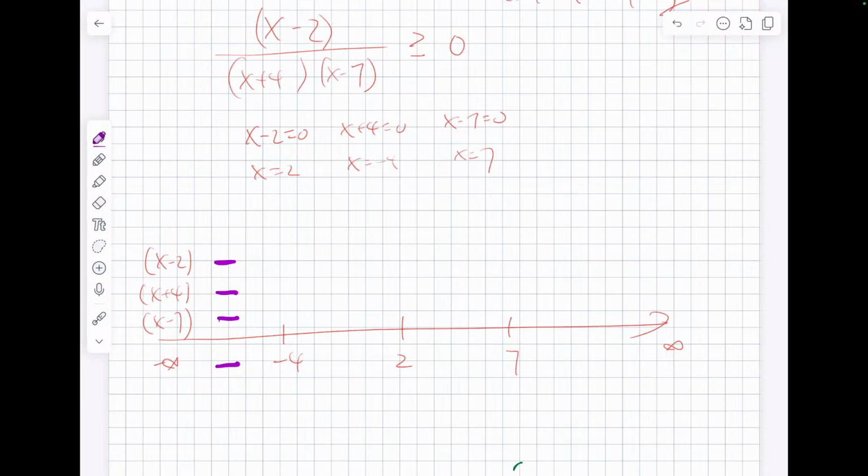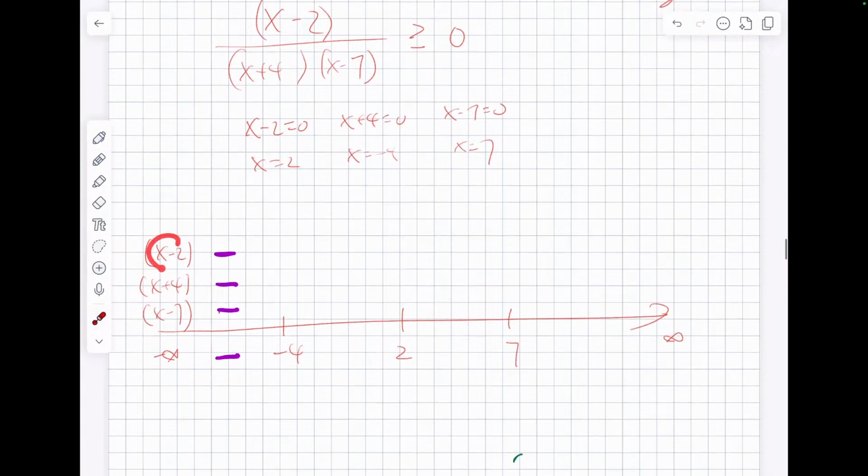Okay, let's go from negative 4 to 2. What would be a good number to plug in between negative 4 and 2? One. Okay, let's do that. So what's 1 minus 2? Is that negative or positive? Negative. It's just to be in between the two.